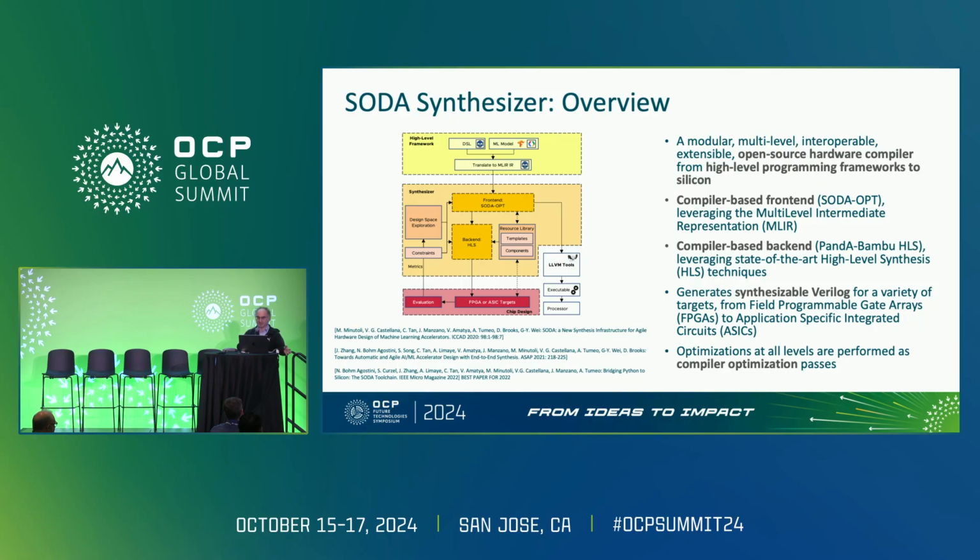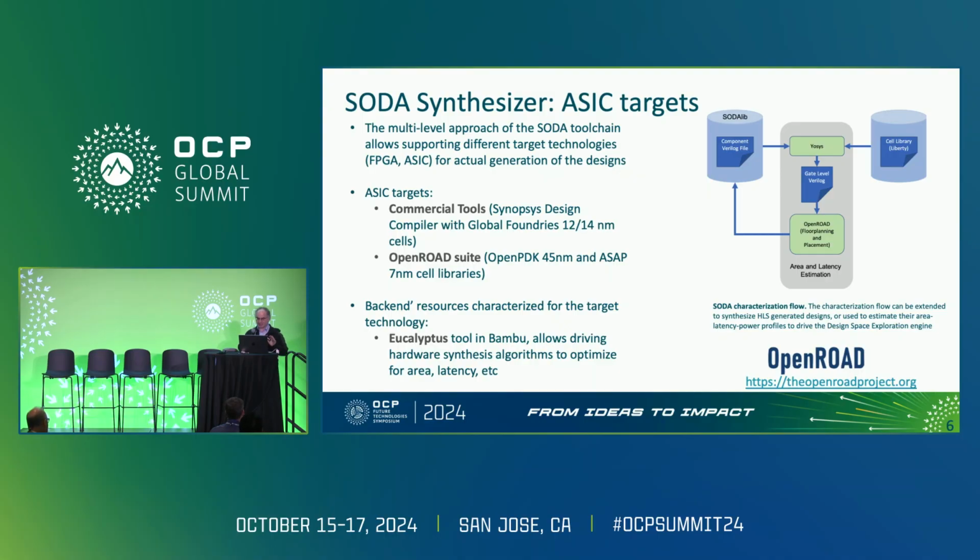And in all cases, what we generate is synthesizable Verilog. It can target FPGAs, but it can also target ASIC today. And the beautiful thing of all of this is that because it's all a compiler-based infrastructure, optimizations are compiler optimization passes. So you just change the parameters of the compiler, even guided by our design exploration engine, and you can target different metrics.